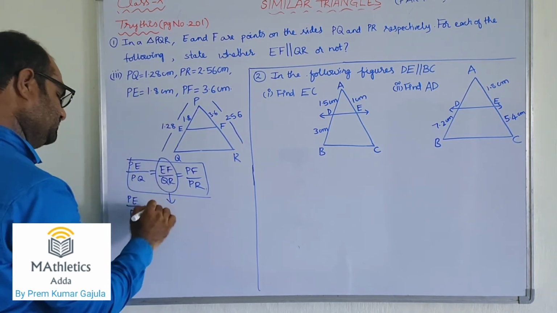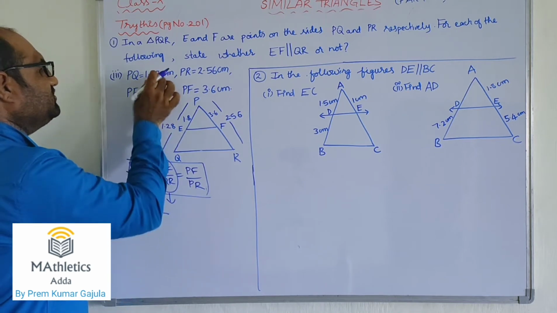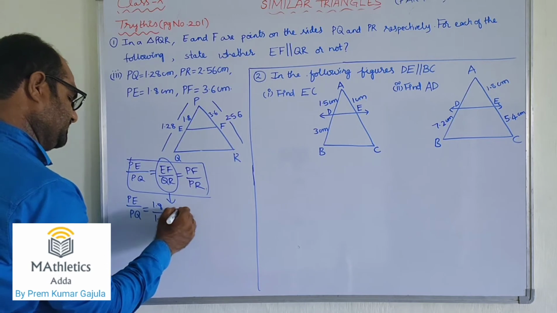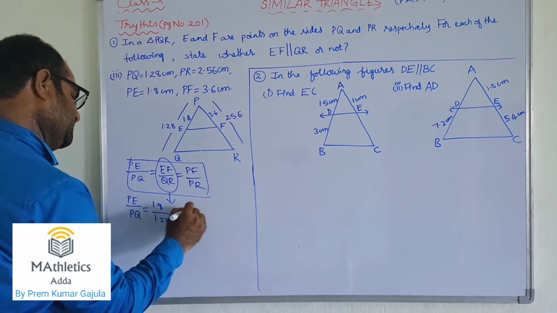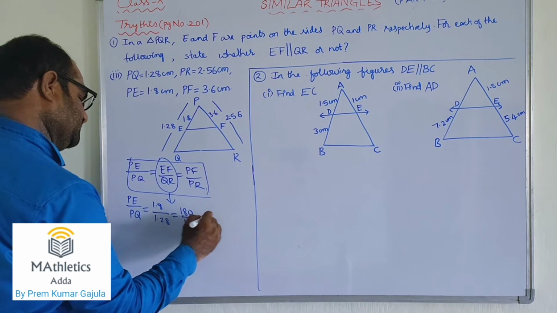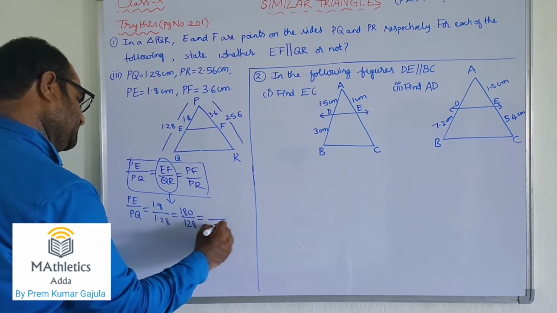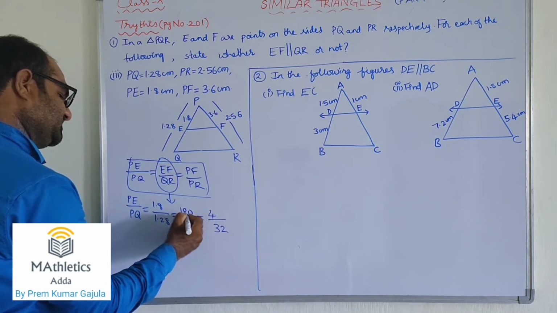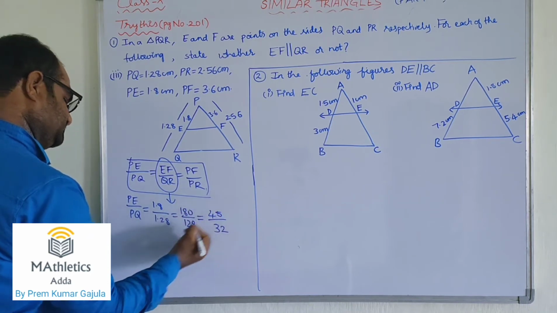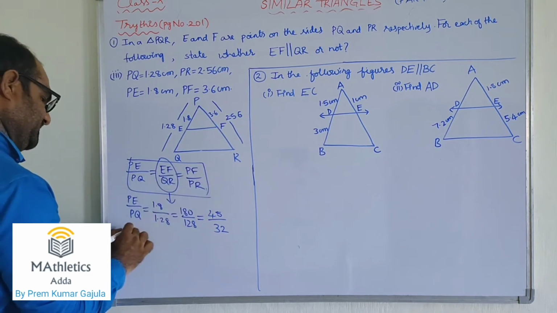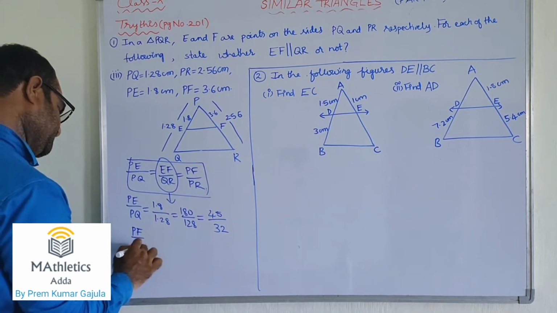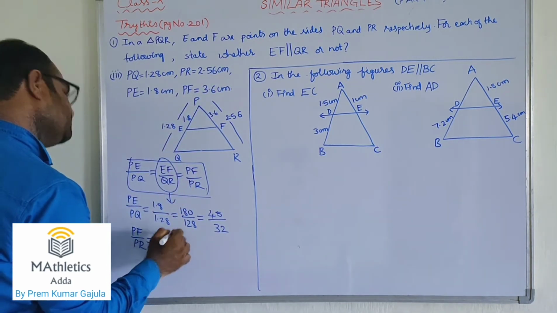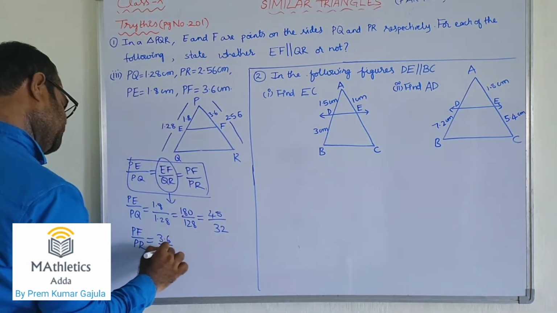PE by PQ. What is the PE value? 1.8. PQ value 1.28. And I am multiplying these two with 100 by 100. So that is 180. And here you will get 128. If I cancel with the 4 table, 4 3s are 12, 4 2s are 8, 4 4s are 16, 2 is left, 2 and 0, 20, 4 5s are 20. Now let us find out the PF by PR value. What is PF? 3.6. What is the PR value? 2.56.